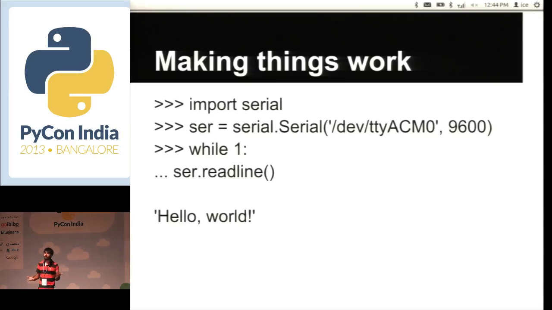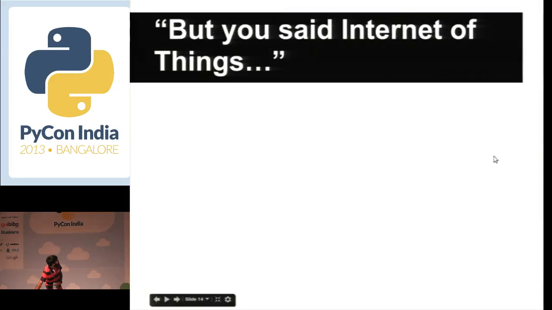So this was the basics of Arduino and how you interface Python with Arduino. But I said Internet of Things. So what is the Internet of Things? A small part of Internet of Things consists of connecting your devices to the web. Almost each and every device of yours is connected to the web.